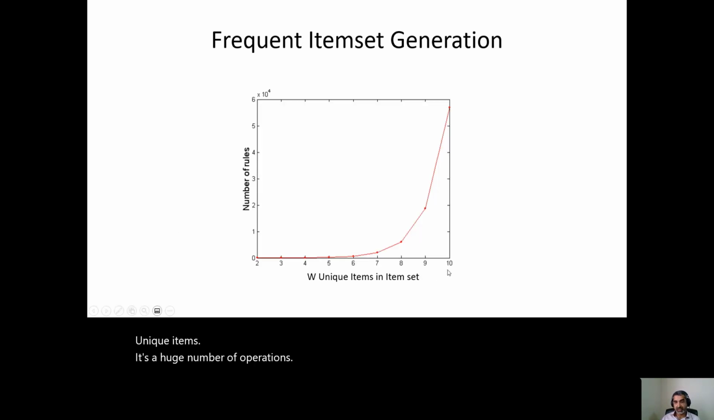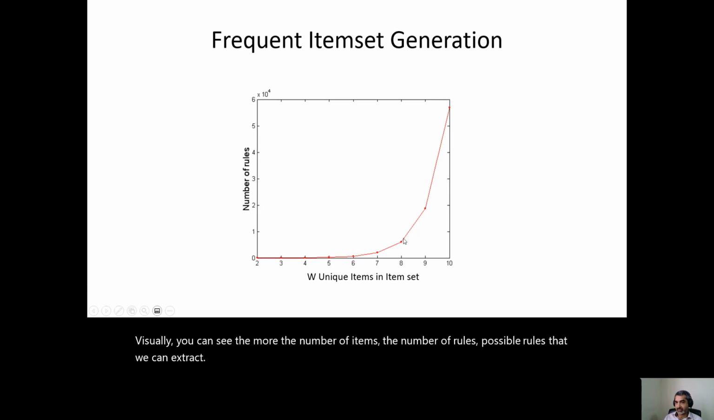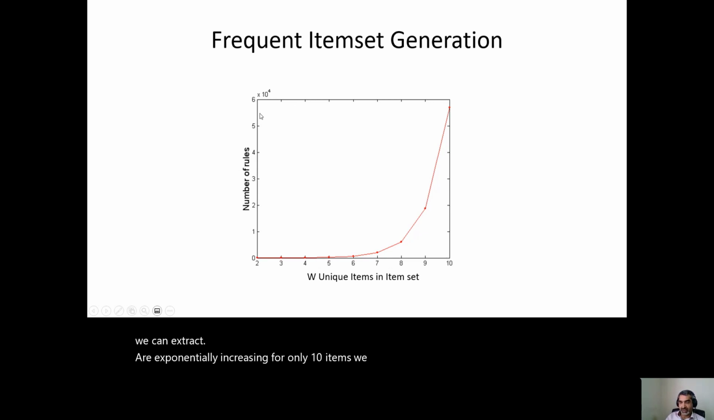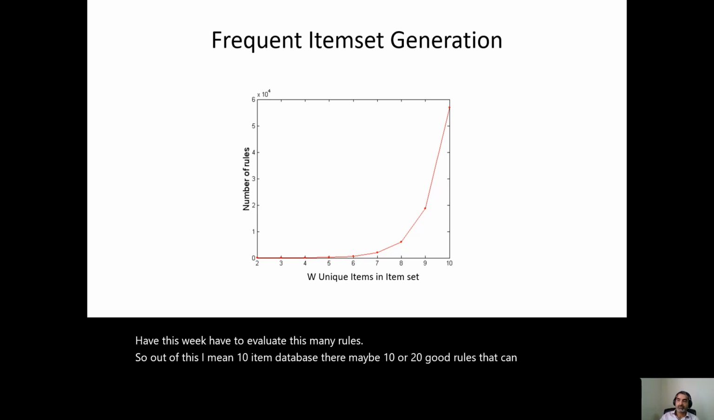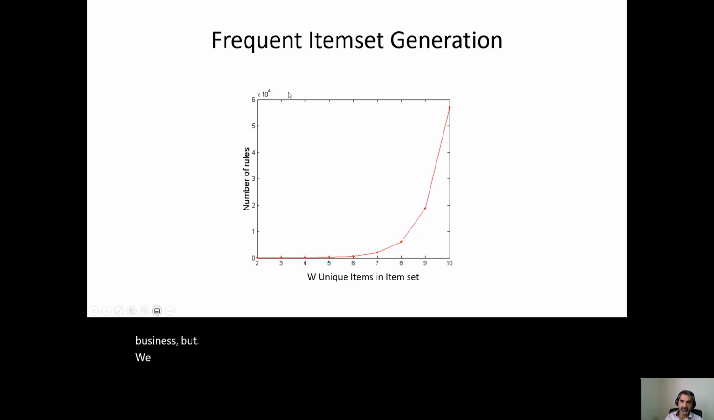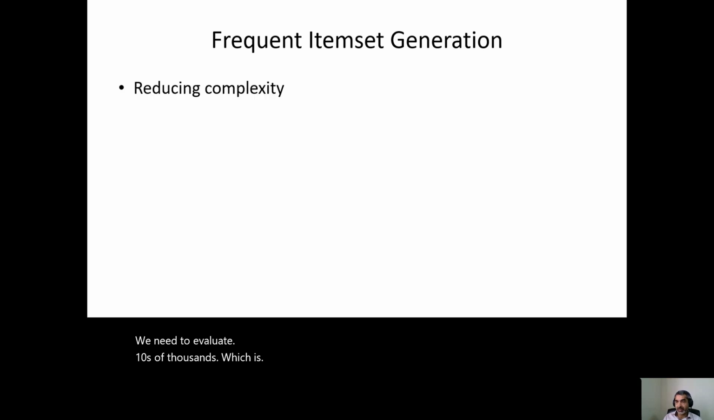Visually, you can see the more items there are, the number of possible rules that we can extract increases exponentially. For only 10 items, we need 10 raised to power 4 multiplied by 6 evaluations. Out of this 10 item database, there may be 10 or 20 good rules that can benefit a business, but we need to evaluate tens of thousands, which is not computationally efficient.